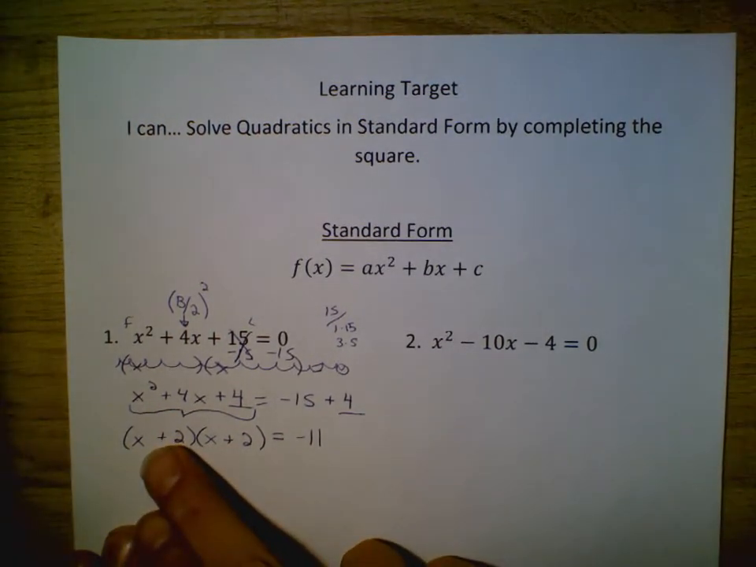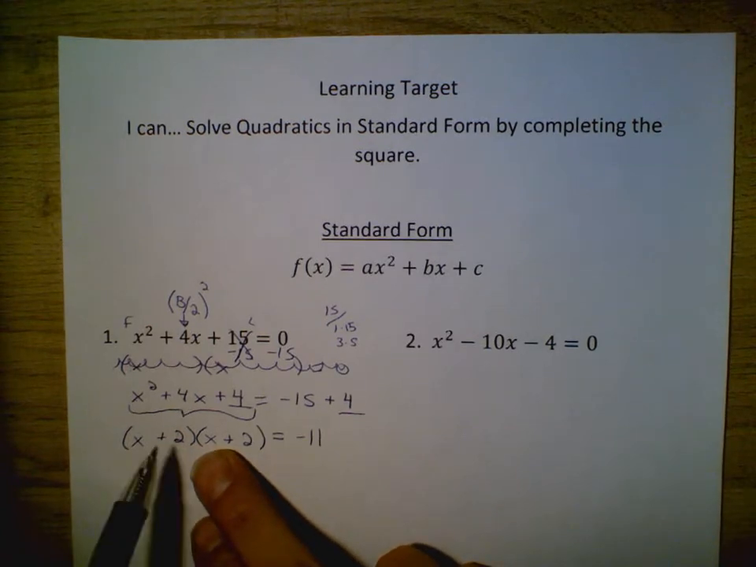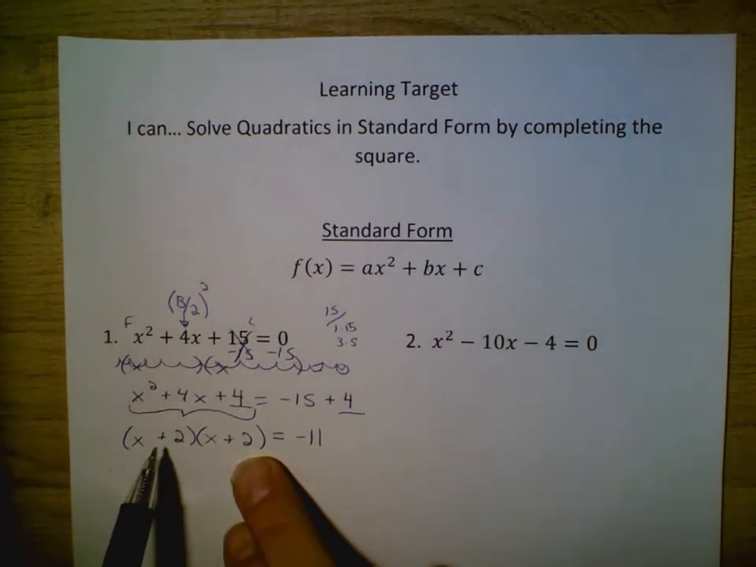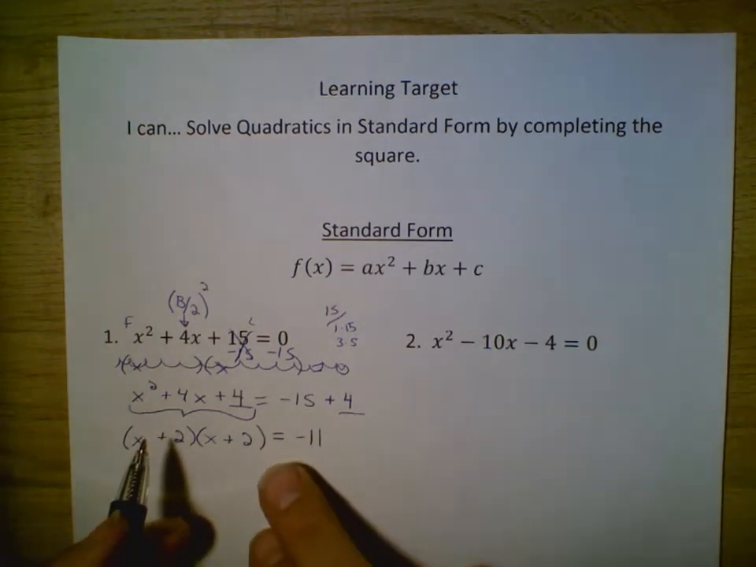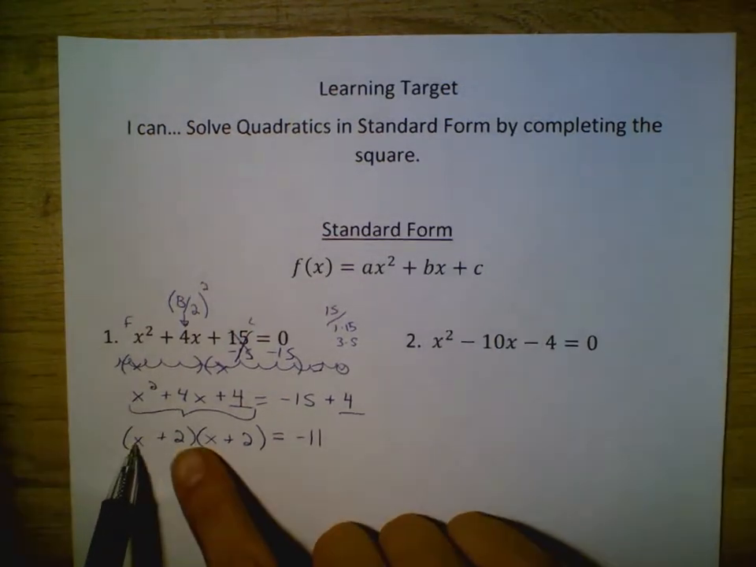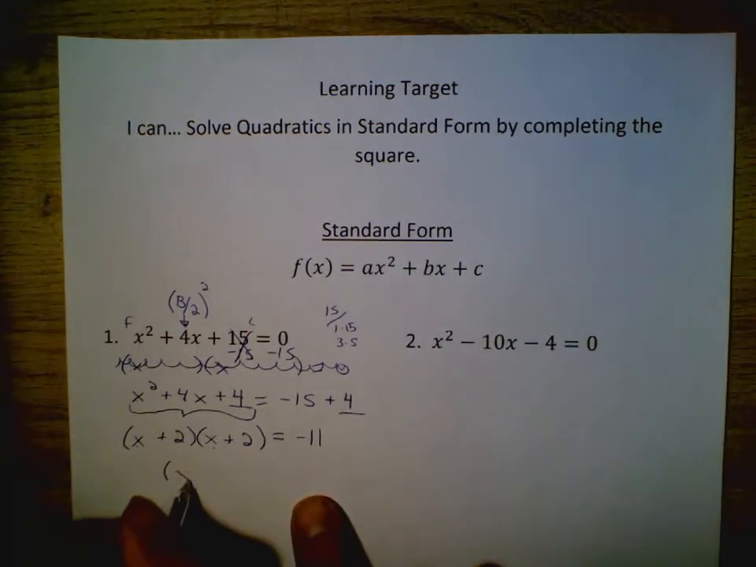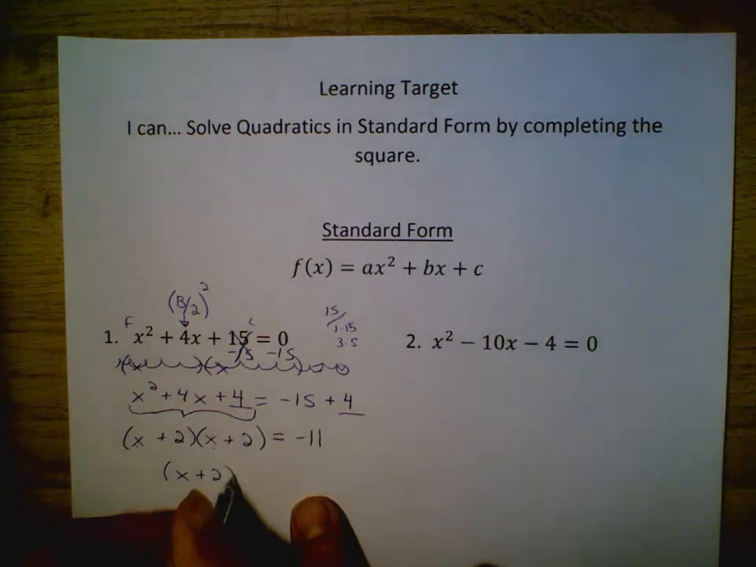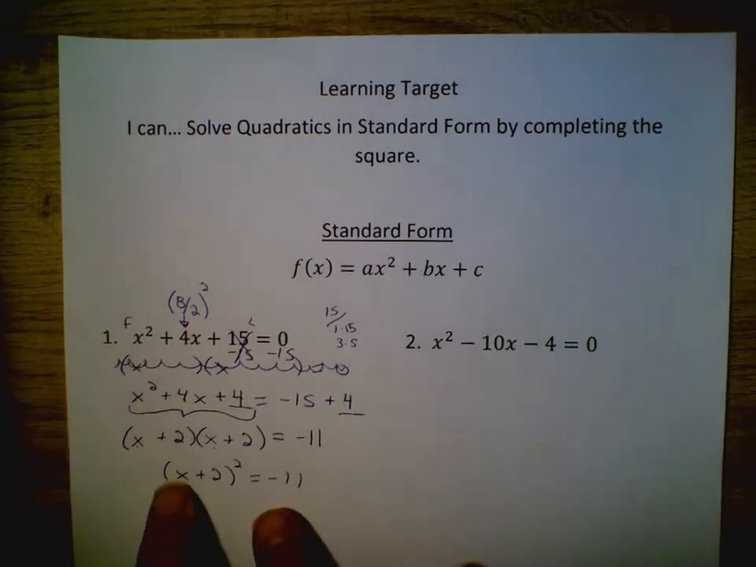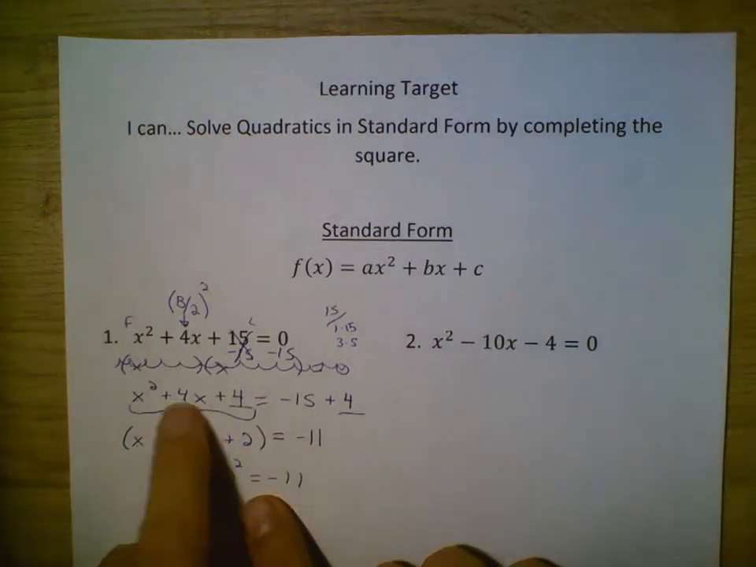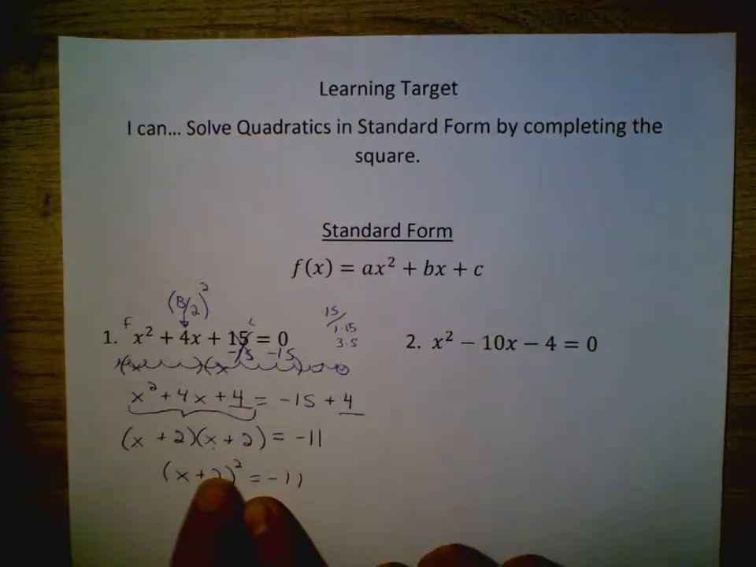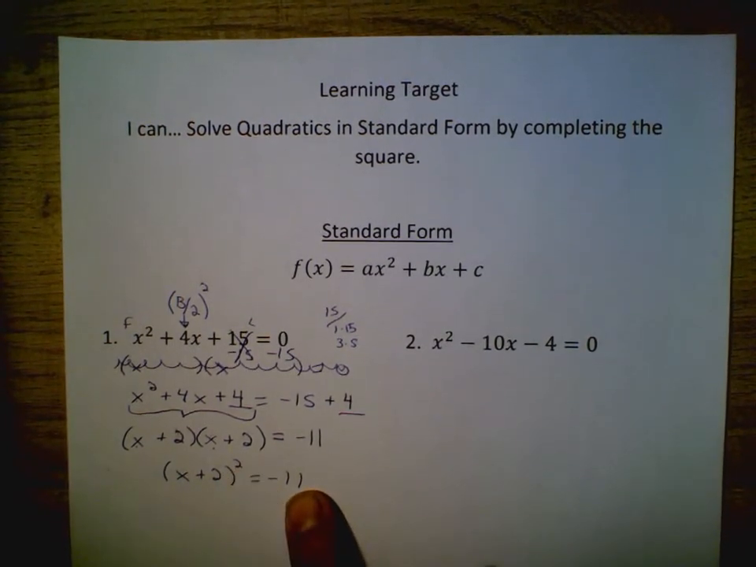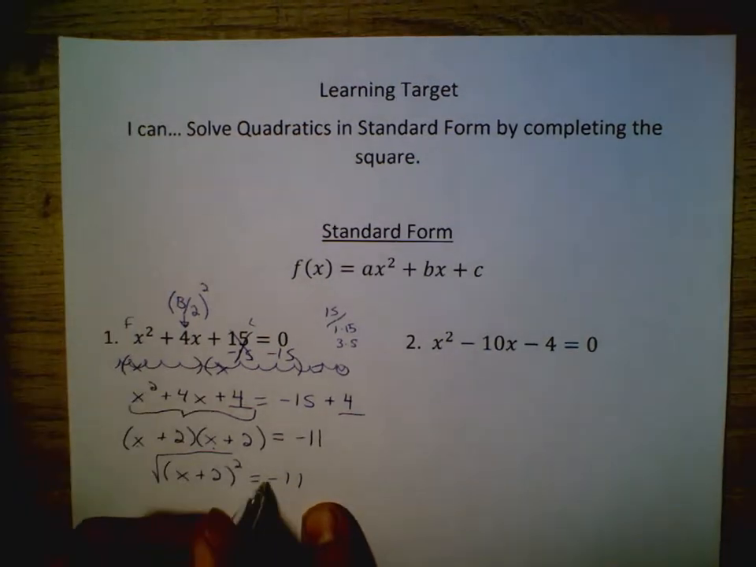Notice that when you complete the square, these parentheses will always come out to be exactly the same, because you're completing a square. When you multiply something by itself, if I take x plus 2 times x plus 2, I get x plus 2 squared. That's why we call it completing the square: when you add this number that allows you to factor, you're getting a square. And then if I want to solve this and get rid of the square, I can take the square root of both sides.